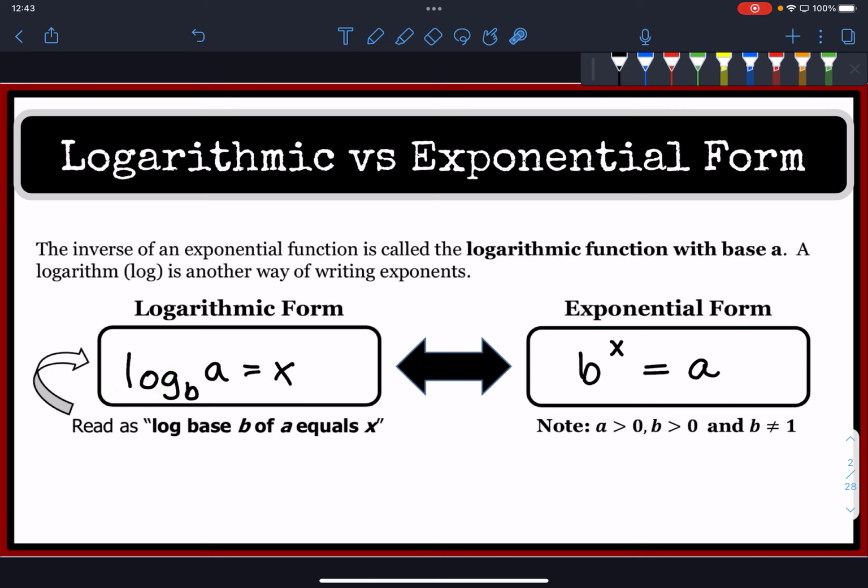And we are figuring out essentially this value of x here. The log base b of a is equal to x means: if I take this value of b, what power do I have to raise it to in order to get this value of a? That's what a logarithm does.